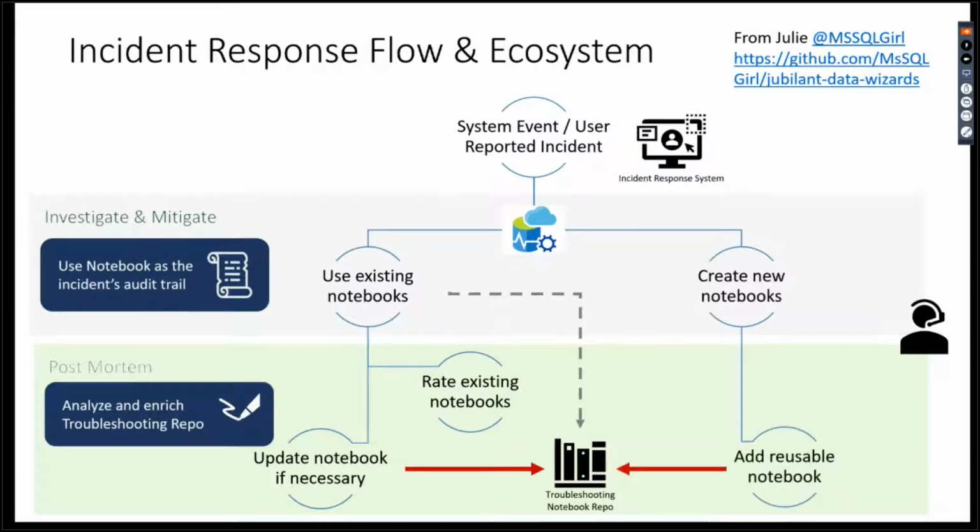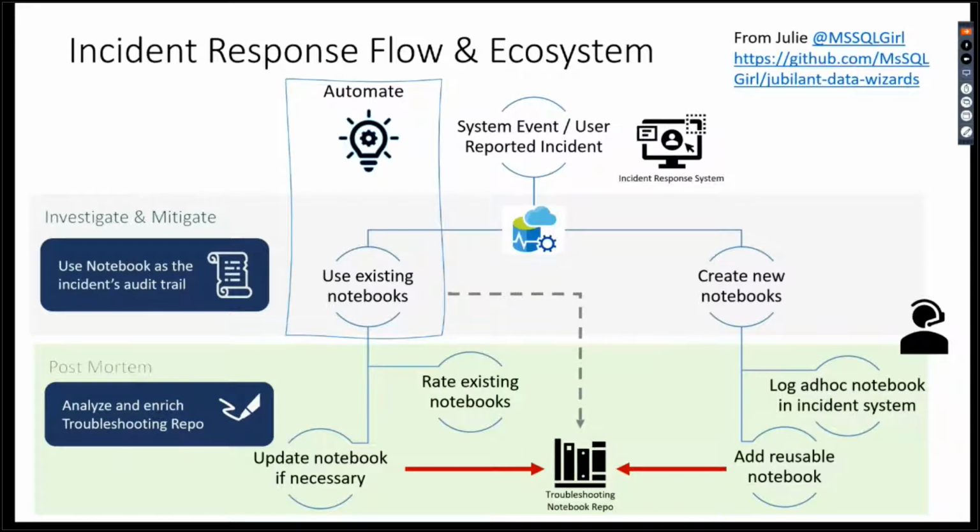Now, probably this part within the post-mortem is going to take a bit longer because after you've gone through the post-mortem scenario, you're still going to have to update this notebook because you probably rushed through and put minimal notes in. So you need to make it worthwhile for the next person that's going to use it, and then put it into the troubleshooting repo, and then it's available for the next time that it gets used. And you can log the results into the incident system so everybody can see what had happened. Automation is the key here. Automate as much of this process as you possibly can.